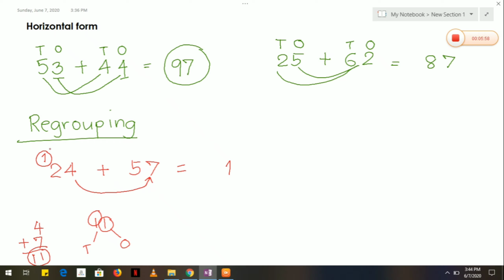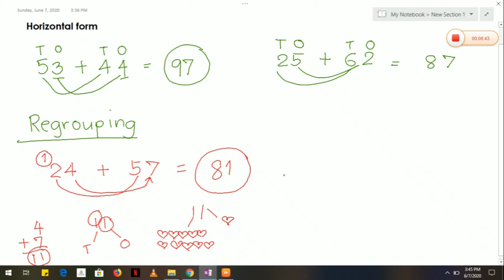Why do we need to regroup? It means like 11, the 1 has one digit, and here it means 10. Do you think they are the same? No. So you need to separate the ones place and the tens place. Okay, so we carry over one here, so we need to add it to the tens place. 1 plus 2 equals 3. 3 plus 5 equals 8. Correct.